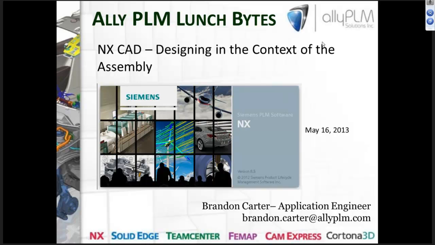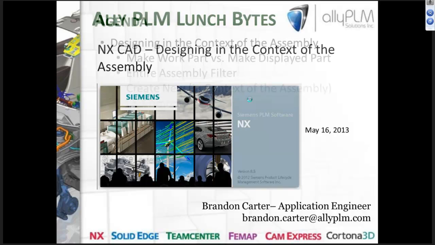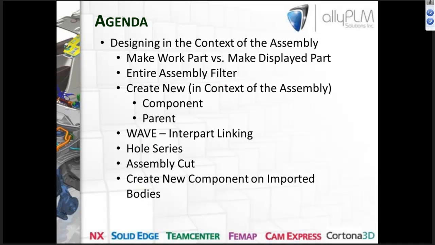Today's topic is on designing in the context of the assembly, also known as top-down design. Our agenda for this session is: what's the difference between make work part and make displayed part? Just to clarify that, if anybody has any questions there, I'll show the difference. What does the entire assembly filter do for us? How to create new components in the context of the assembly, basically a new component and also a new parent in the other direction. We're going to look at wave linking, using WAVE to create those interpart links.